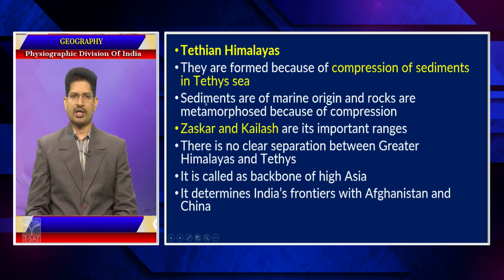The Tethyan Himalayas are formed because of the compression of sediments in the Tethys Sea. So this is how the material of the ocean bottom is being used to construct the Tethyan Himalayas, because of the compression of the lithosphere of the crust. So these are the ranges present in this region. Zaskar and Kailas are some of the important ranges present in the Tethyan Himalayas.